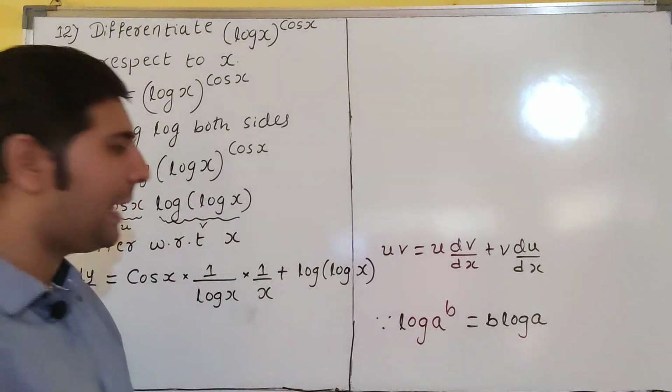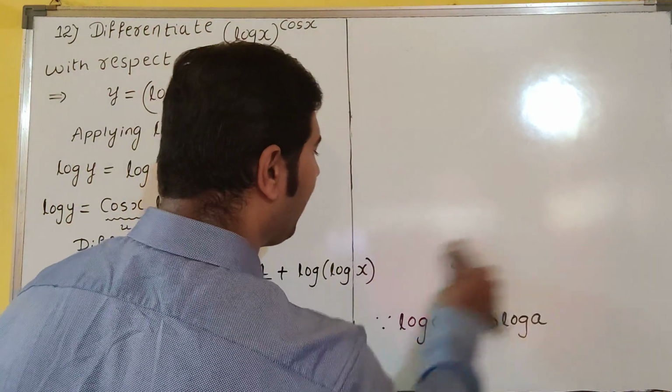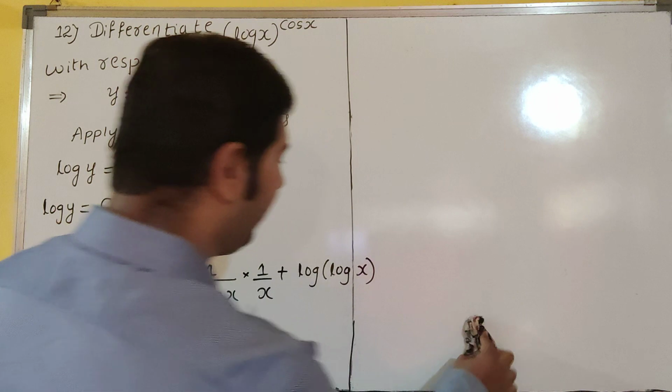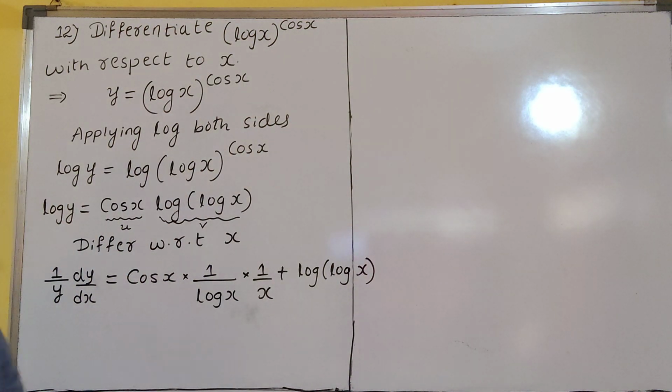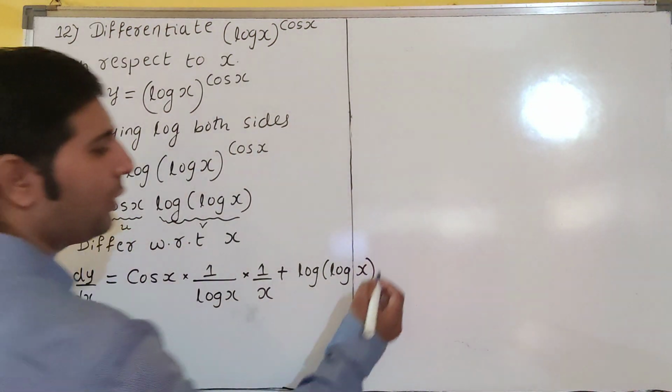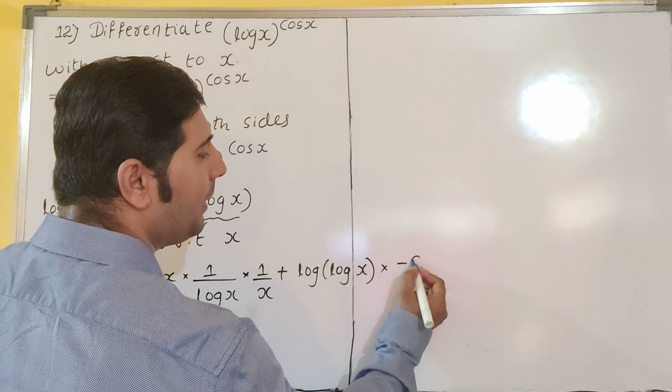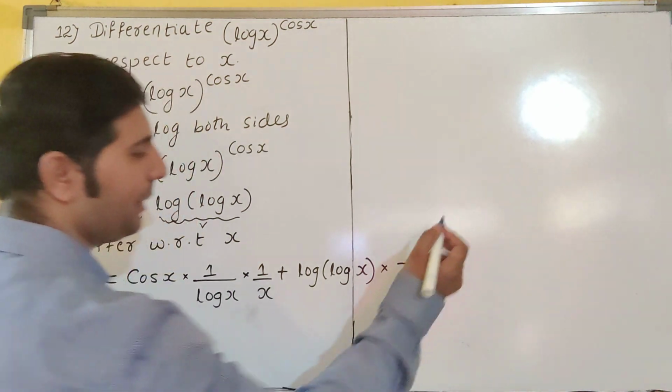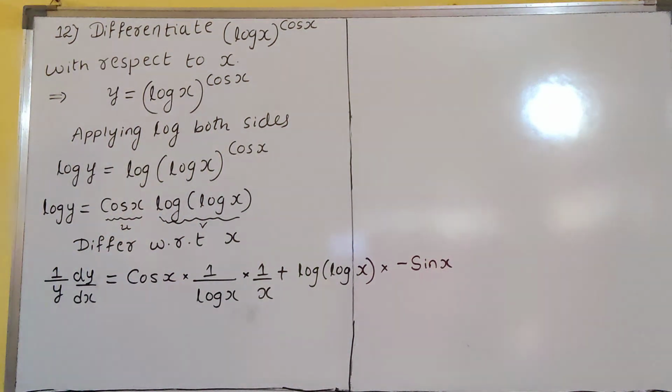I hope you have written these formulas. I will erase because I need the space, dear students. Sorry for the inconvenience. So now I have to take the derivative of cos x. Cos x derivative is what? Minus sin x, dear students. I hope it is very clear. So now see, y cross multiply, y will come up on this side, dy by dx. So what is remaining inside now?